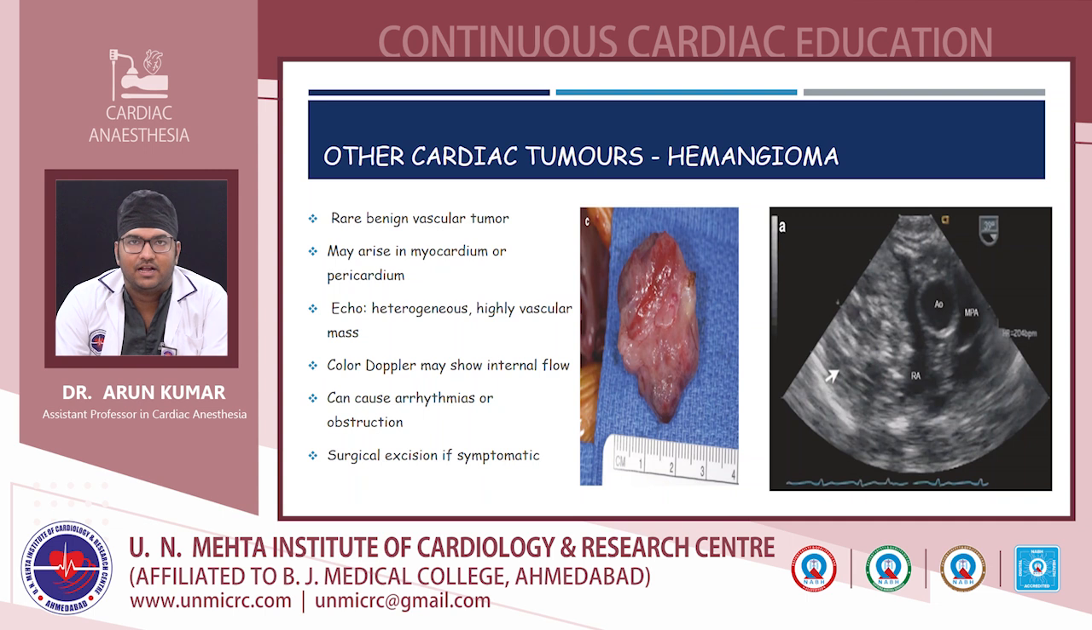Coming to other cardiac tumors, first we'll see hemangioma. It is a rare benign vascular tumor. It may arise from the myocardium or pericardium. On echo, it is a highly heterogeneous and highly vascular mass, and color Doppler can show internal flow. It can also cause arrhythmias or obstruction, and surgical excision is required if it is symptomatic. In this image, you can see the heterogeneous nature of the tumor.